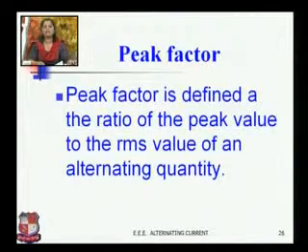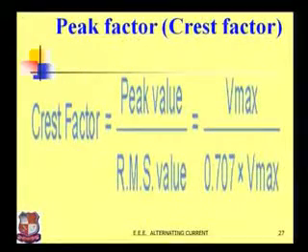Now peak factor. Peak factor is defined as the ratio of peak value to the RMS value of an alternating quantity. Peak value is the maximum value attained by an alternating quantity, and RMS value again is the amount of heat produced by an alternating quantity. The ratio of these two will give you the peak factor. This is the equation for peak factor. Peak factor is also known as crest factor, which is equal to peak value divided by RMS value, so Vm upon 0.707 Vm.